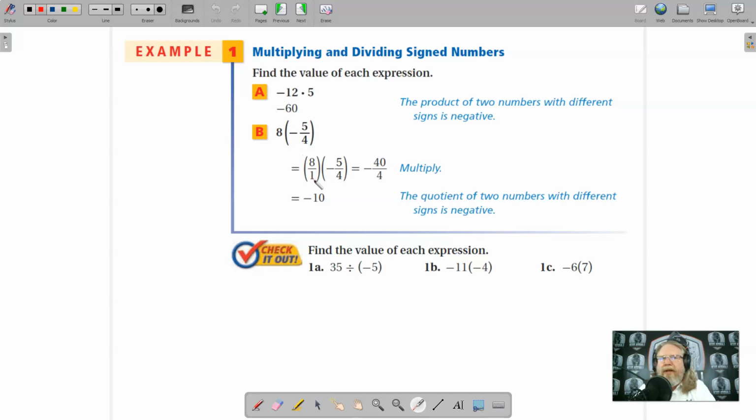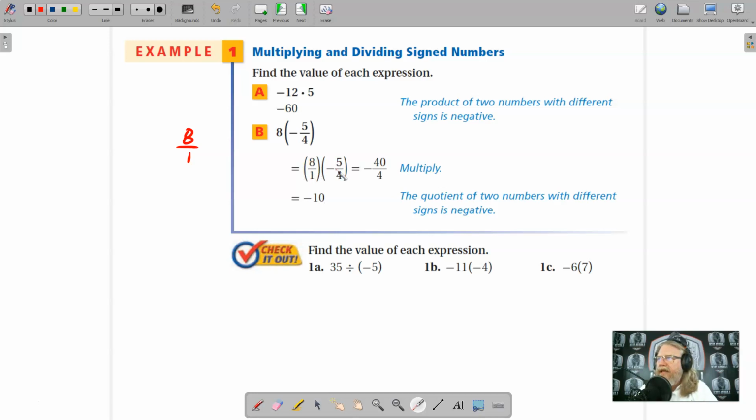So let's go ahead and write 8 as 8 over 1, because we can take any number that's not a fraction and turn it into a fraction simply by placing it over 1, because every fraction is a division problem, and any number divided by 1 is equal to itself. So 8 over 1 is equal to 8. And you can see that they've done that conversion here of 8 over 1. And we've got our negative 5 over 4.